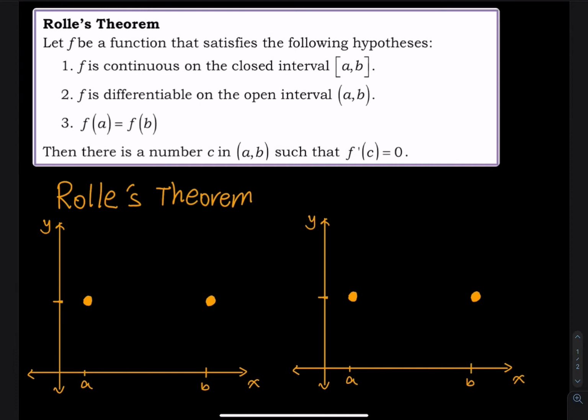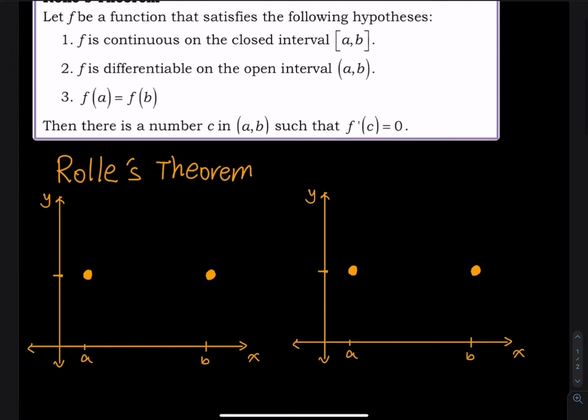Take a look at the picture right now. That means a and b have the same y value, so I can draw a horizontal line to connect a and b. At x equals a and x equals b, we have the same y value. So let's use the first picture. This is the first case, a very special case. I can draw a horizontal line to connect a and b, just like that.